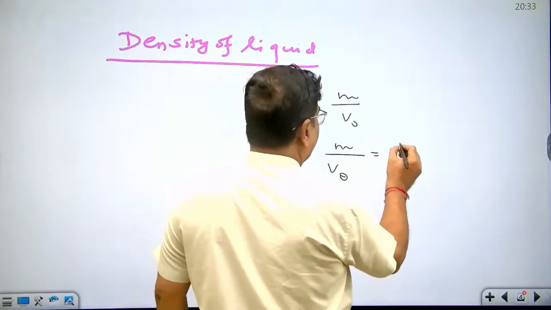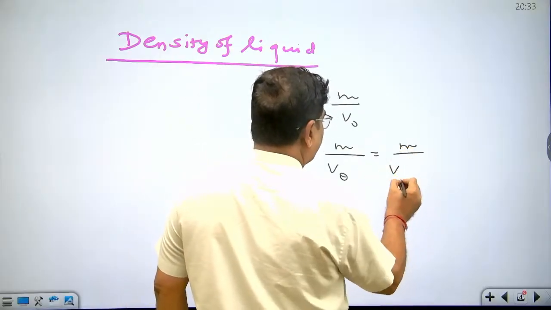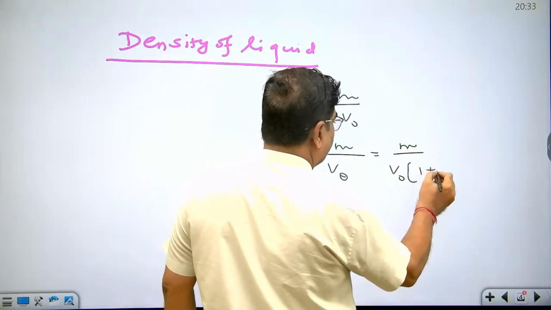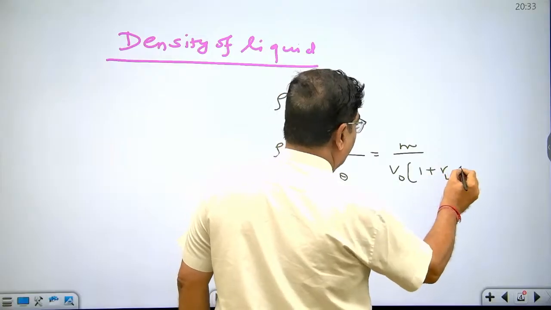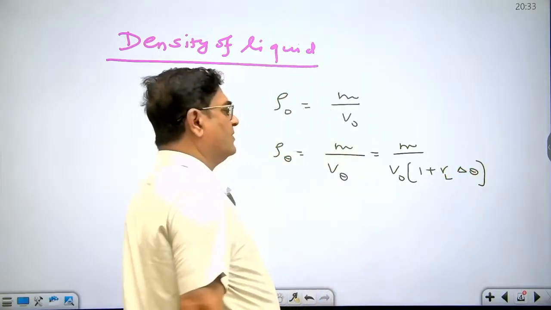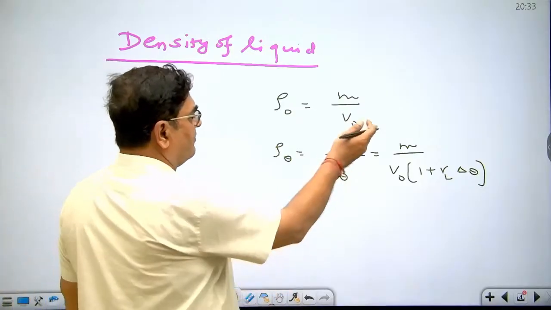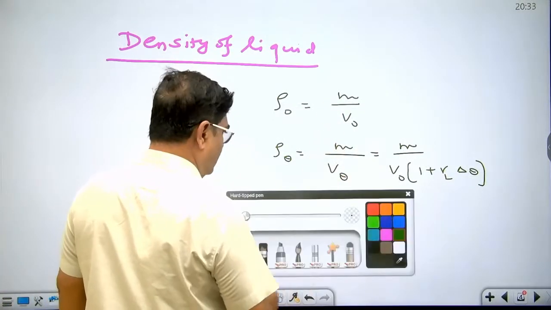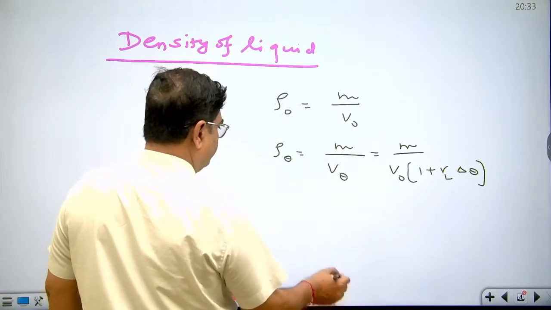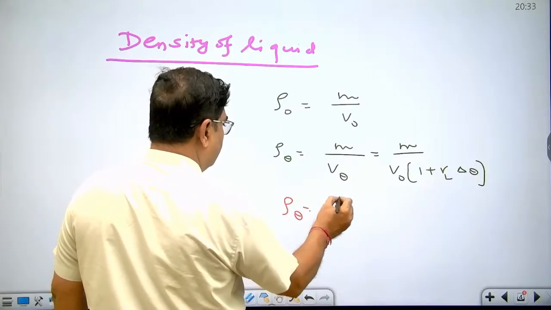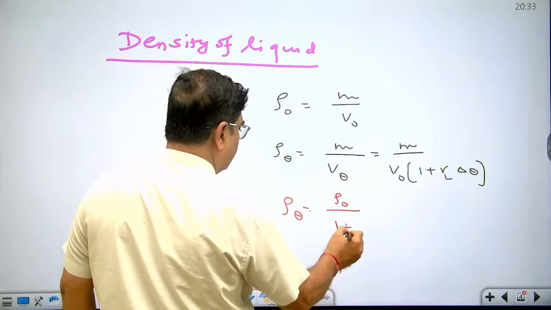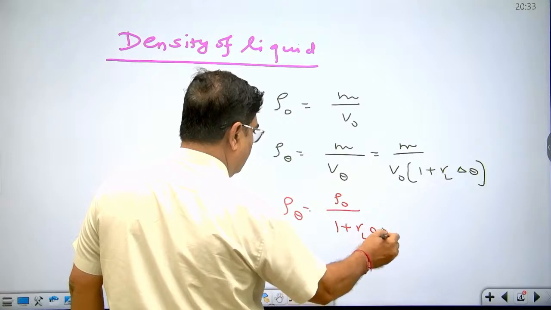And what can we write for volume of liquid at theta degree centigrade? Volume of liquid at 0 degree centigrade times 1 plus gamma L delta theta. What is gamma L? This is the coefficient of volume thermal expansion, okay? And dear student, what is m upon V0? This is rho 0, okay? So we can write density at theta degree centigrade equals density at 0 degree centigrade divided by 1 plus gamma L delta theta.